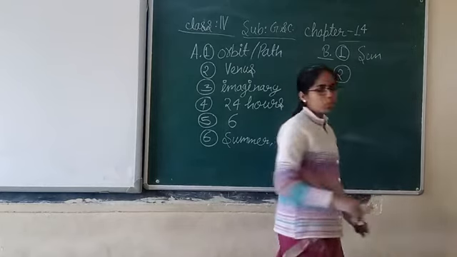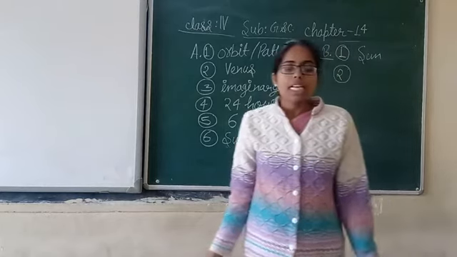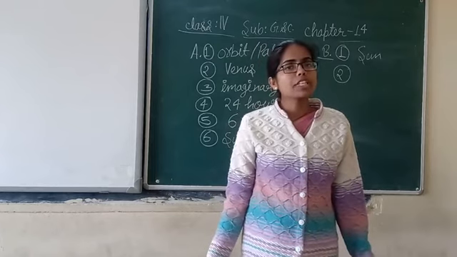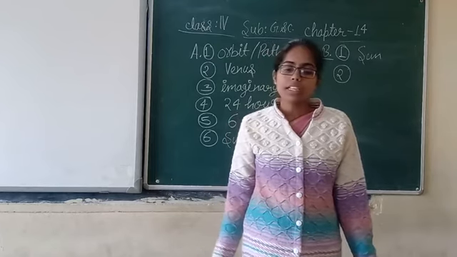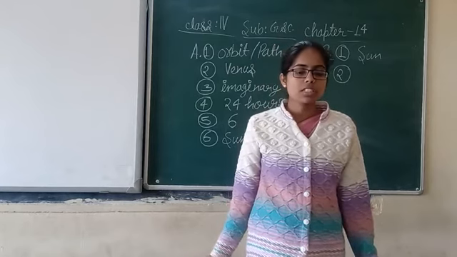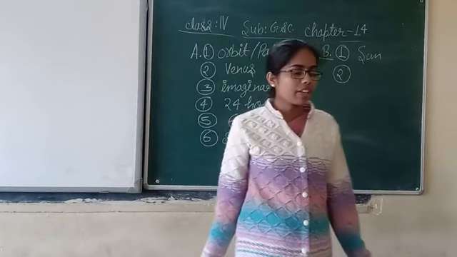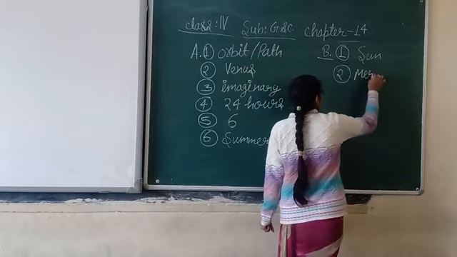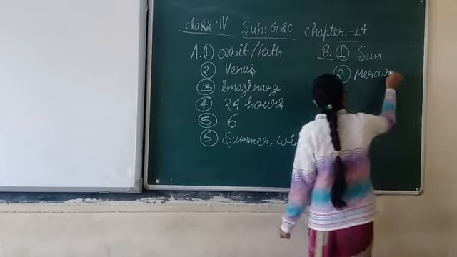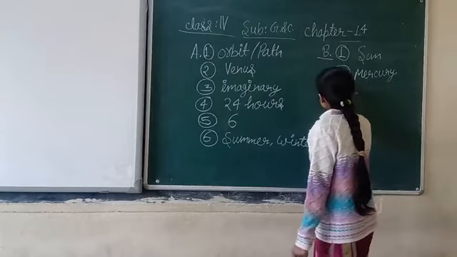Question number 2. It is the smallest planet in the solar system. We have 3 options: Jupiter, Mercury and Venus. Second option is correct here. Mercury. Mercury is the smallest planet in the solar system.